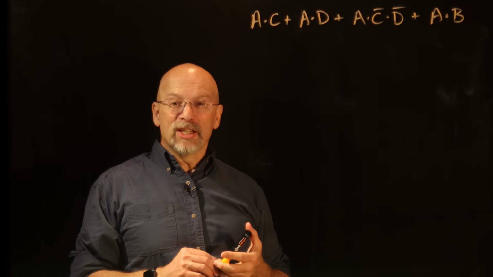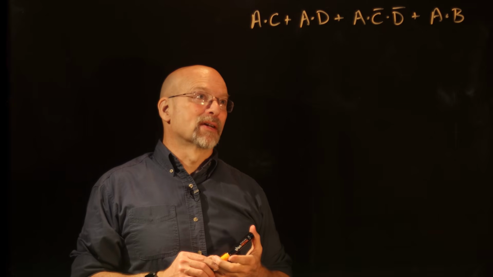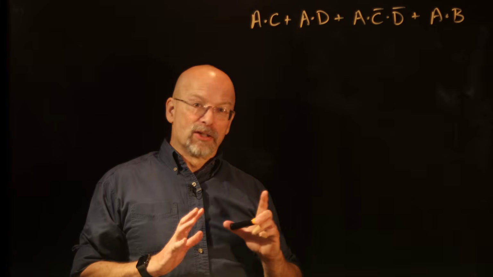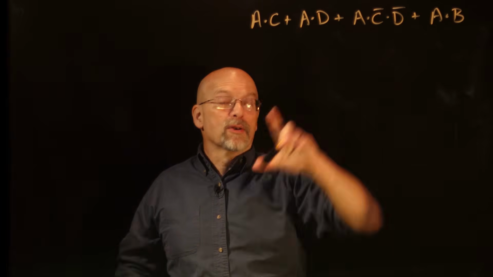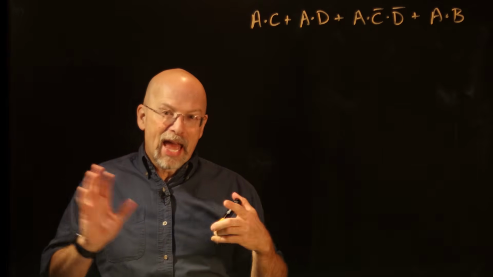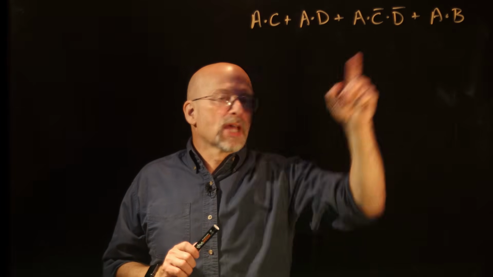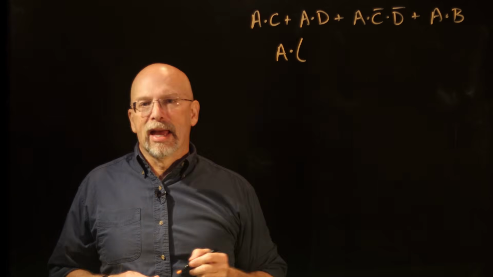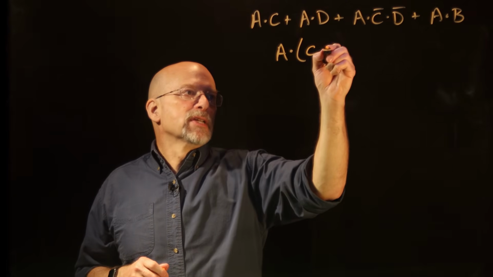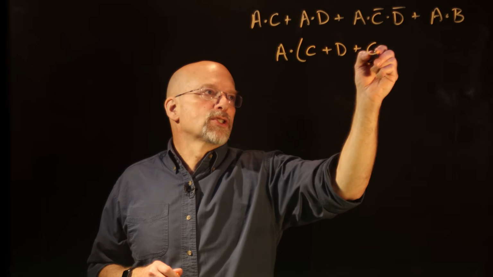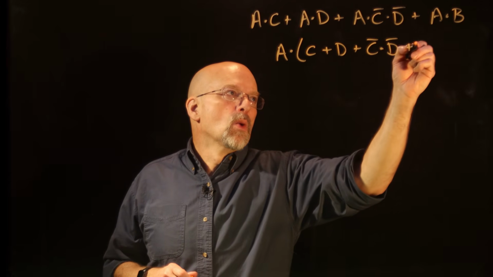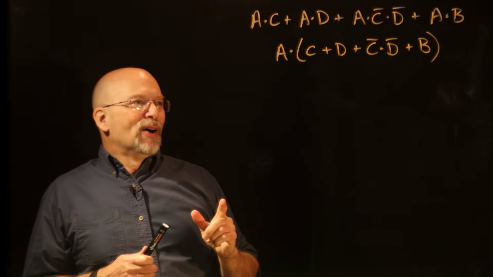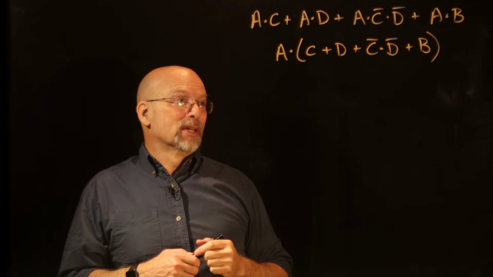Well, we do have an A in every one of those products. So we have the 4 products that are going into a 4-input OR gate. And none of the A's are inverted, because if one of those were inverted, we can't pull out an A bar with an A at the same time. All 4 of those A's don't have a bar over top of them. So I'm going to go ahead and pull out that A. Pulling out that A is going to give me C or D, or C bar and D bar, or B, right?